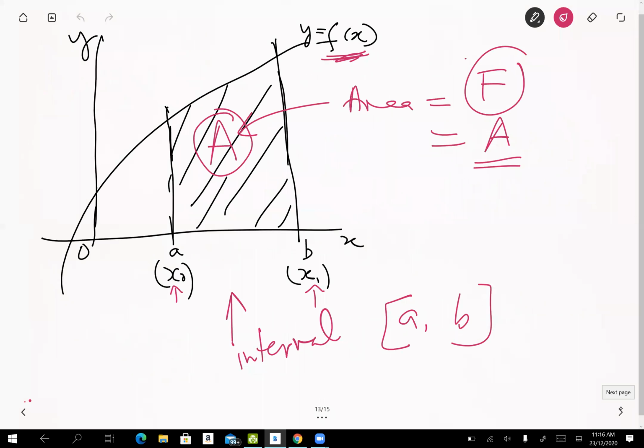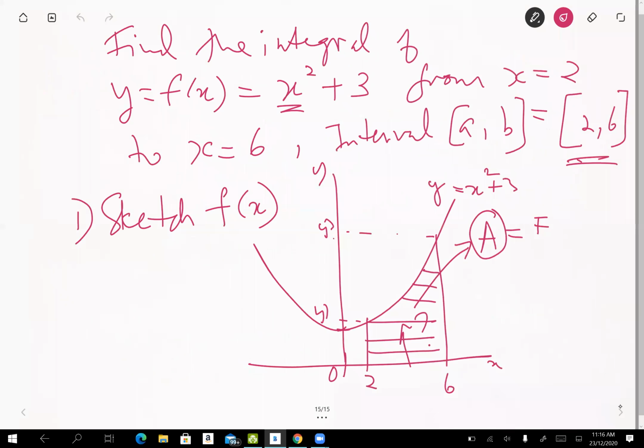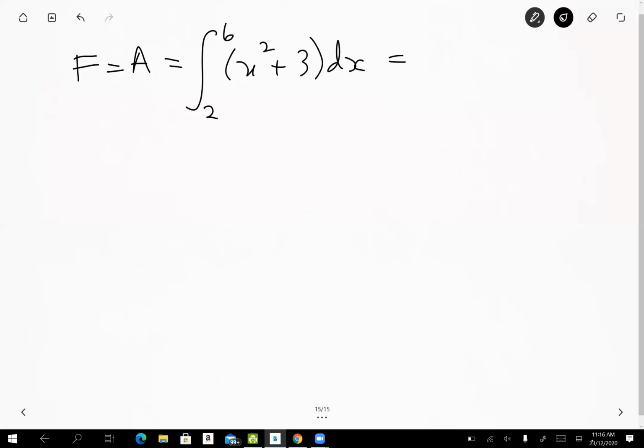Where is the function from just now? Okay, the function is x squared plus 3. So the integral, which you can call f or you can call a, equals the integral from 2 to 6 of x squared plus 3 dx. And we know how to do it. Yeah. So what is the integral? Just give me the integral of x squared plus 3.